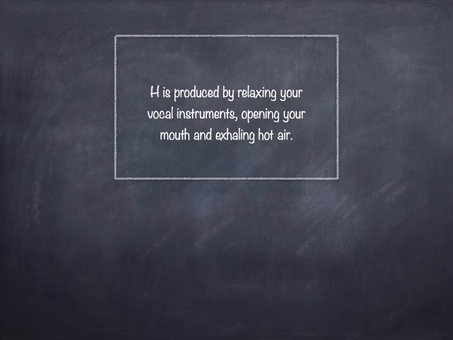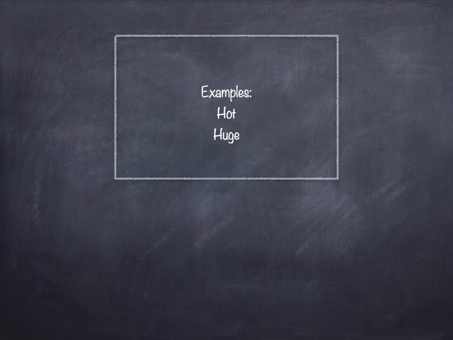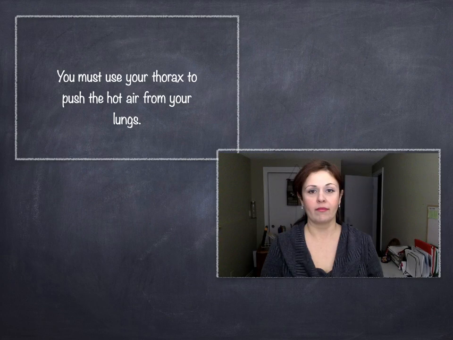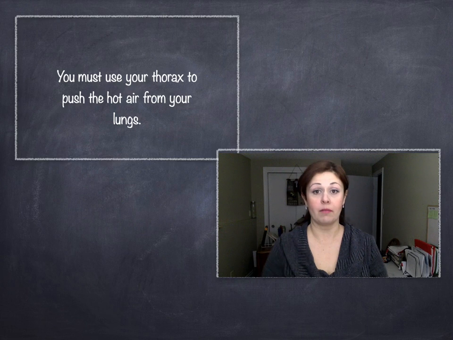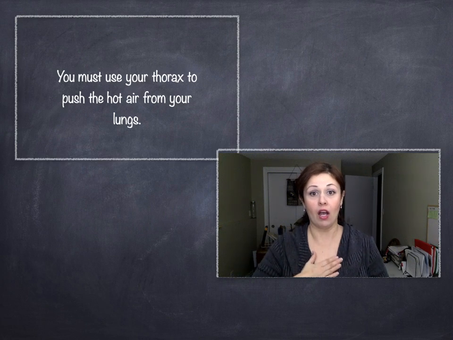H is produced by relaxing your vocal instruments, opening your mouth and exhaling hot air. Examples: hot, huge. You must use your thorax to push hot air from your lungs. Part of the hot air comes from your lungs. To make sure you do it correctly, you can say hot, hot.